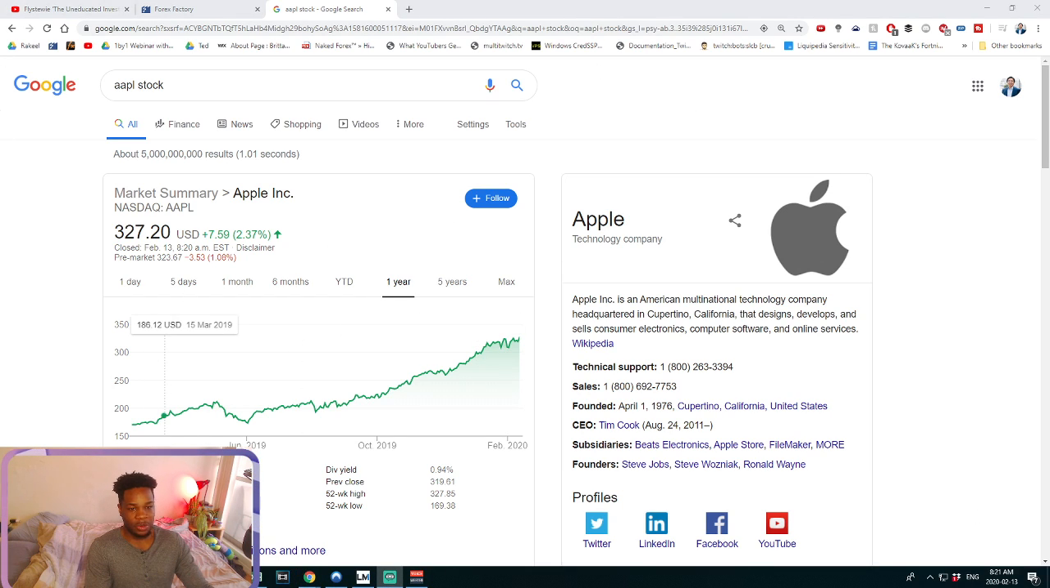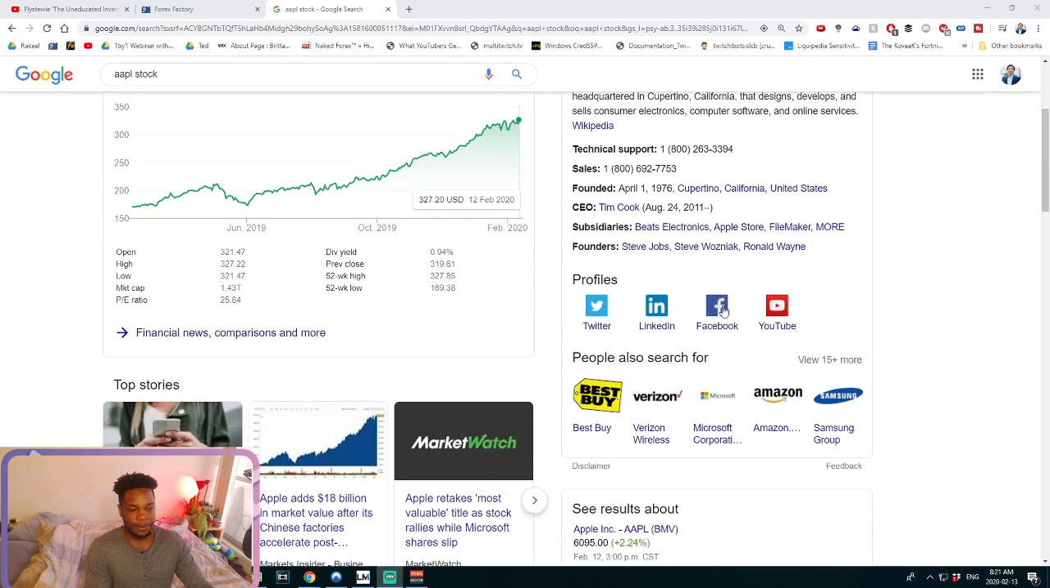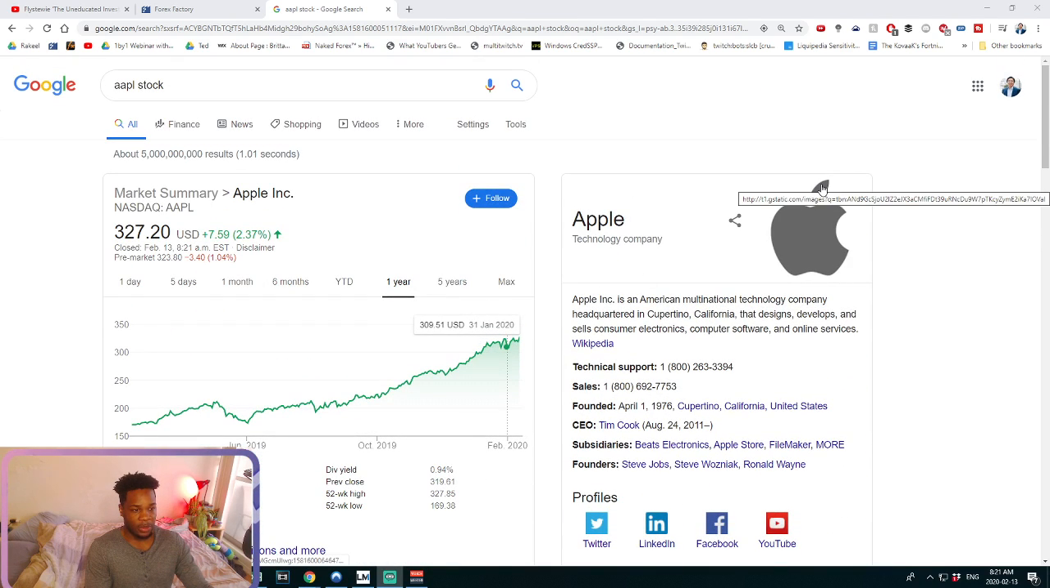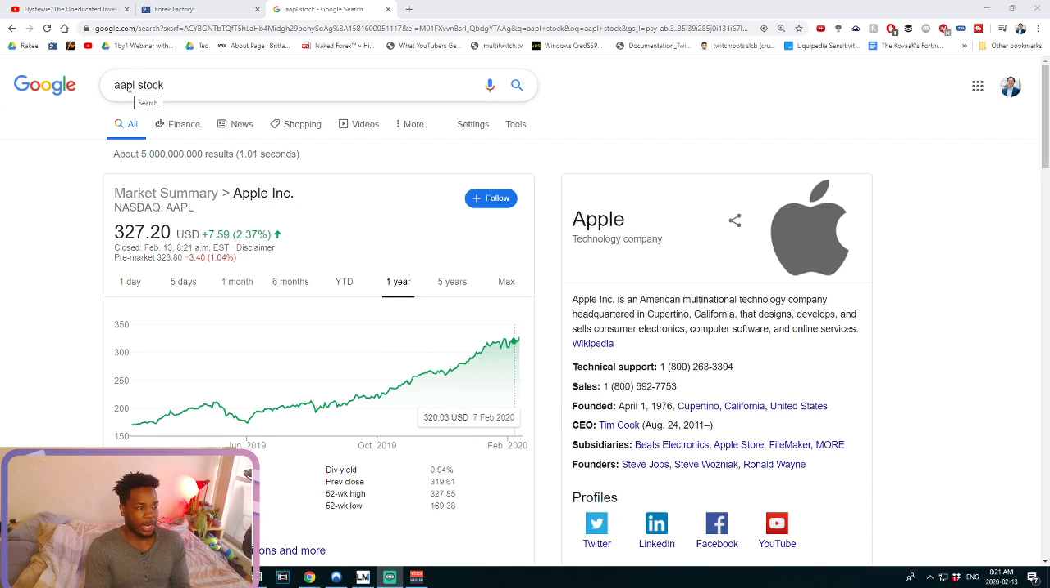Absolutely insane. Apple's grown like a monster the whole year, literally like doubled its price. Absolutely crazy, right? Look at that. Absolutely nuts. So when it comes to this, the market's been up like 30-40% last year.